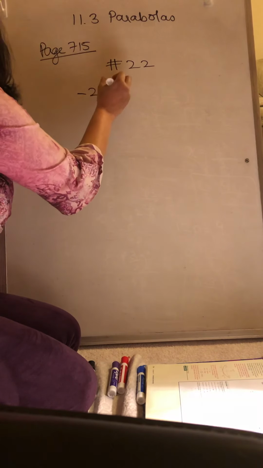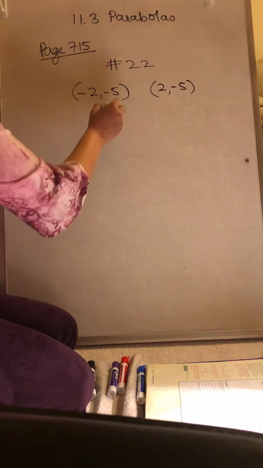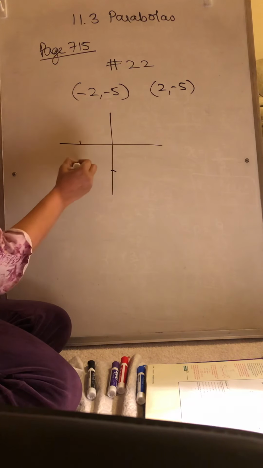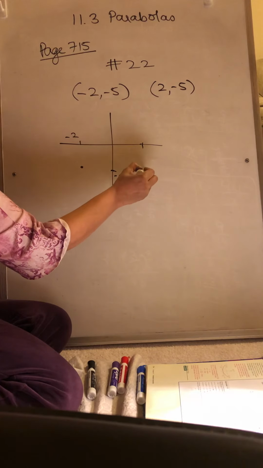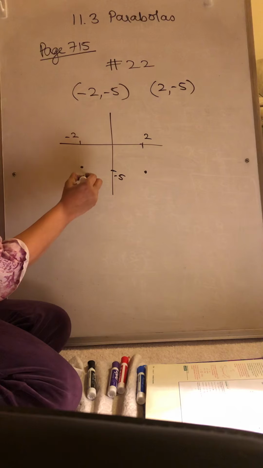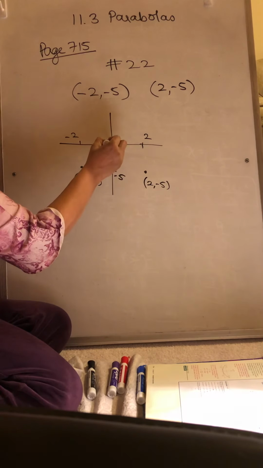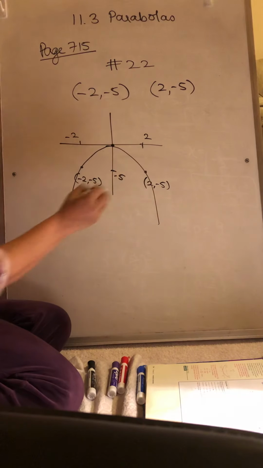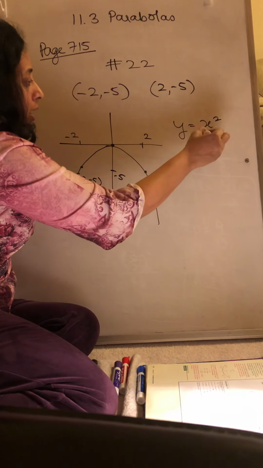22 is similar. Okay, -2, -5. They gave you 2 points. 2, -5. Okay, so where are these 2 points? -2, -5. So this is 1 point. 2 and -5. So this is another point. Right? This point is what? -2, -5, and this point is 2, -5. And I have a vertex here, which means my parabola has to be downward facing. It's downward facing, so I know it's y equals x square over 4p, right?